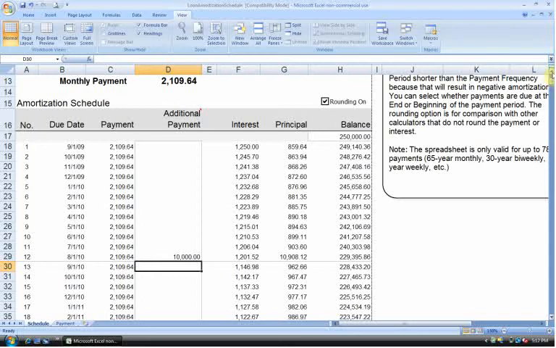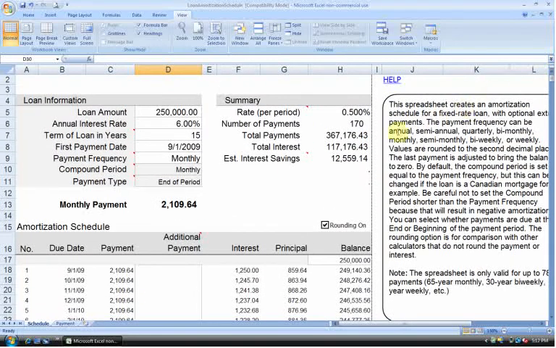If you look at the summary sheet now, the number of payments has reduced from 180 to 170. The total payments has decreased from 379,000 to 367,000, and the total interest has also gone down. Now you see that this estimated interest savings box has suddenly jumped up to about $12,000. So by making that payment of $10,000 in month 12, we're going to be saving interest of $12,559.14 over the course of the loan. So this additional payments column is really useful to helping us understand how much we can save by making different additional payments at different times. The spreadsheet is very flexible in that sense.